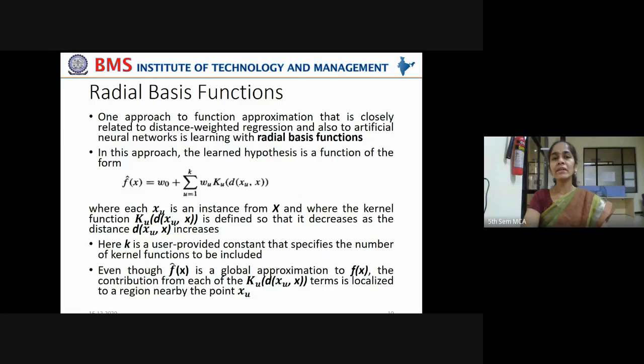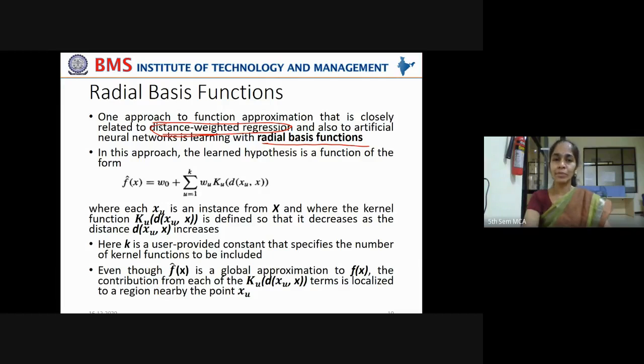Now let us see another function called the radial basis function. One approach to function approximation that is closely related to distance weighted regression and also to artificial neural networks is learning with radial basis functions. So this radial basis function, same as your linear functions or polynomial functions or neural network multi-layer perceptron functions, you also have these radial basis functions, but they mainly use distance weighted regression. These also will consider distance weighted regression as its criteria in order to make the predictions.